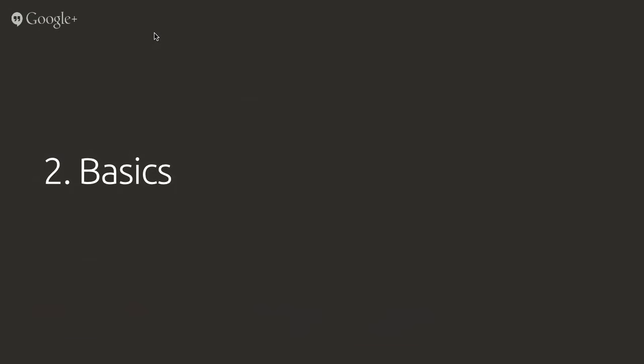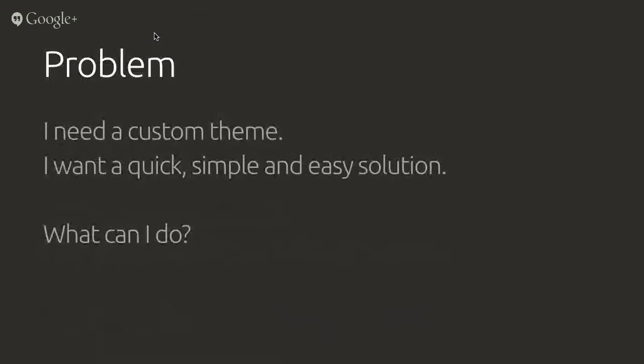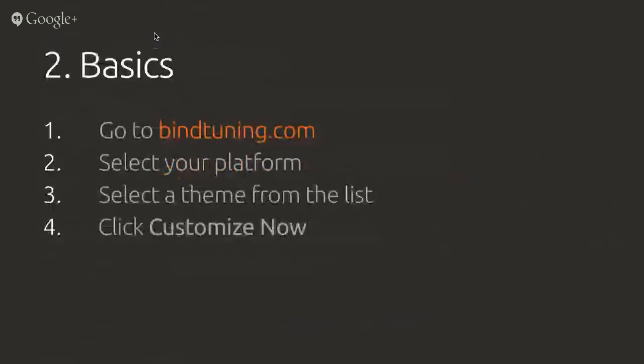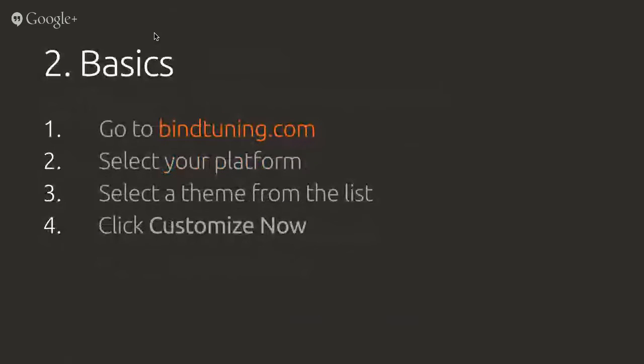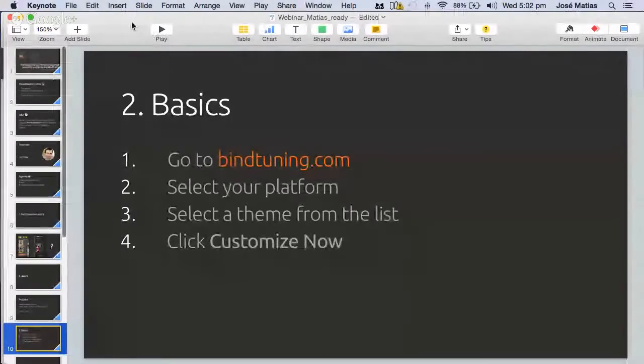So the customization tool was created to solve a problem. And the most common problem is, I need a custom theme. I want it quickly, simple, and as an easy solution. So what can I do? So if you go to bindtuning.com, you select your platform, you select a theme from the list, and you click customize now. So I'm just going to show you.